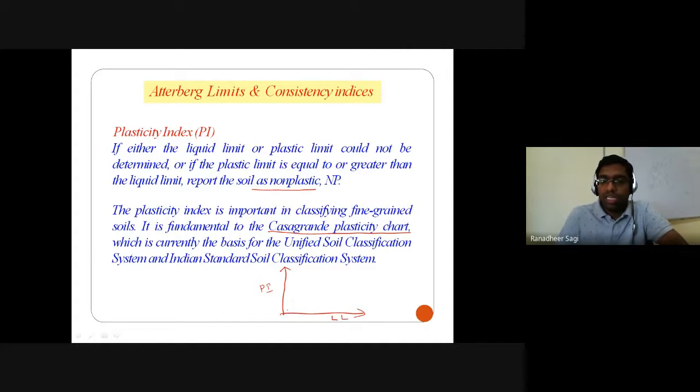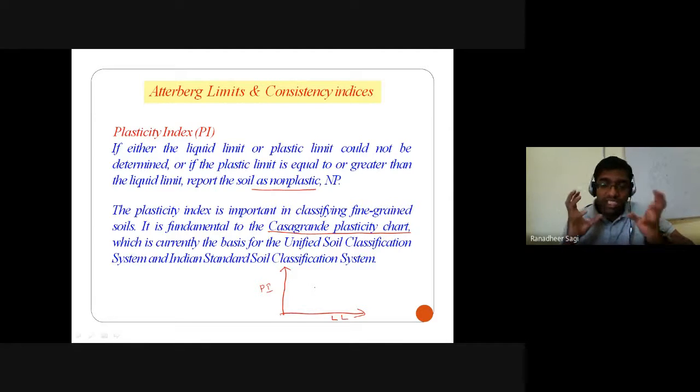So you have a standard chart, which we will see later on. From that standard chart, we will be able to identify what kind of soil you have tested, whether it is to be categorized as highly compressible clay, low compressible clay or intermediate compressible clay. Because when you say fine-grained soil, it can be a silty soil or clayey soil. Now, whether the soil I have tested is to be called a silt or clay, and if it is a silt, whether it is highly, intermediate or low compressible, and if it is a clay, whether highly, intermediate or low compressible clay.